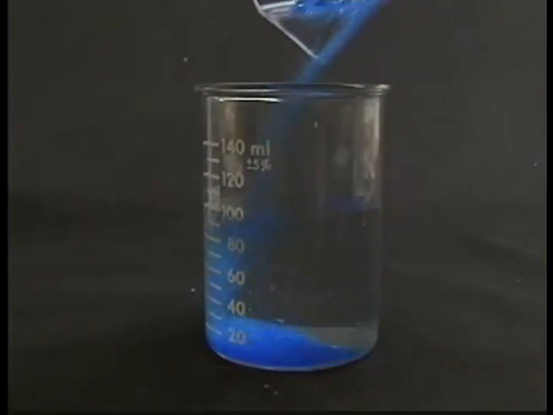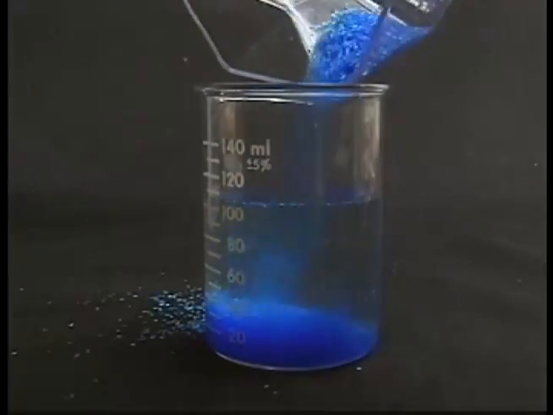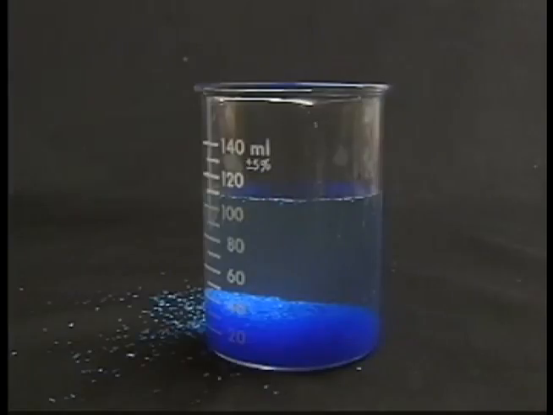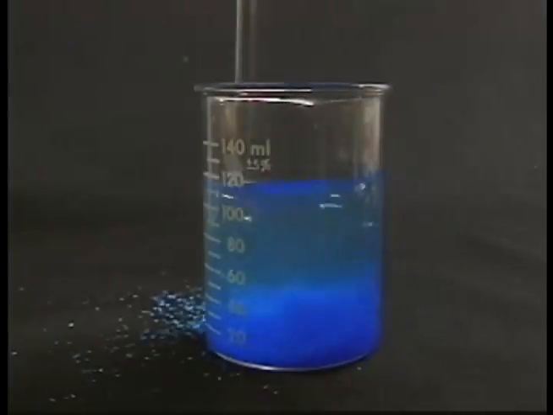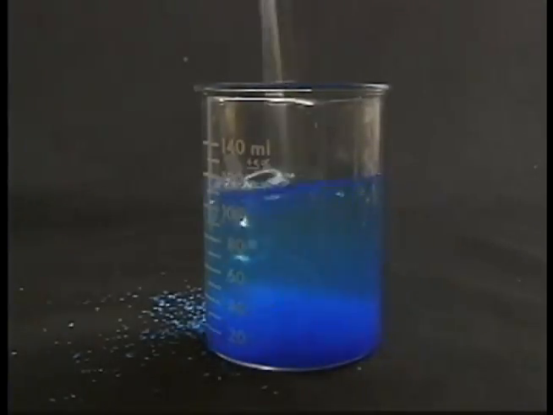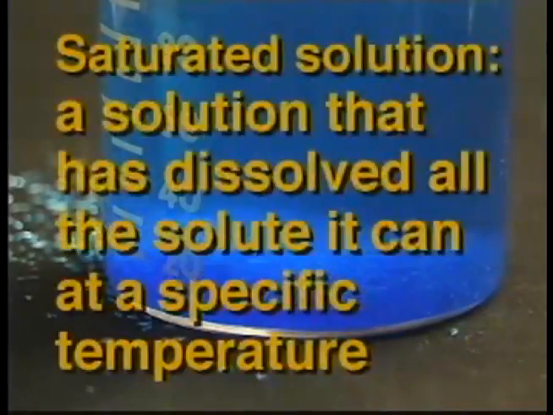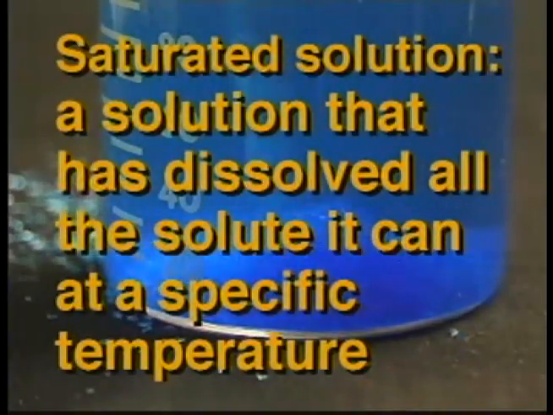For example, the solubility of copper sulfate is about 32 grams per 100 milliliters of water at 20 degrees centigrade. If more copper sulfate is added at this temperature, it will not dissolve and remain as a solid. Here, the solution is said to be saturated. A saturated solution is a solution that has dissolved all the solute it can at a specific temperature.